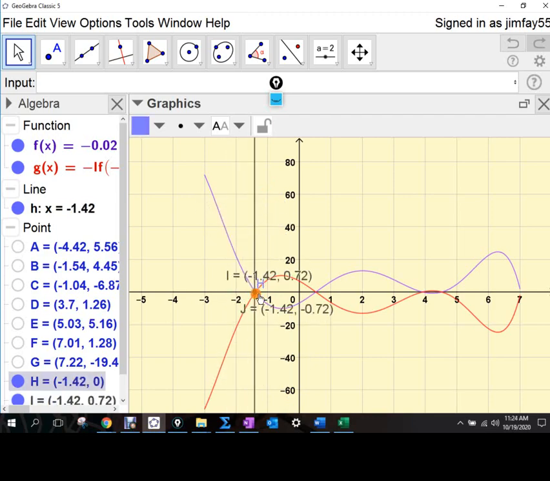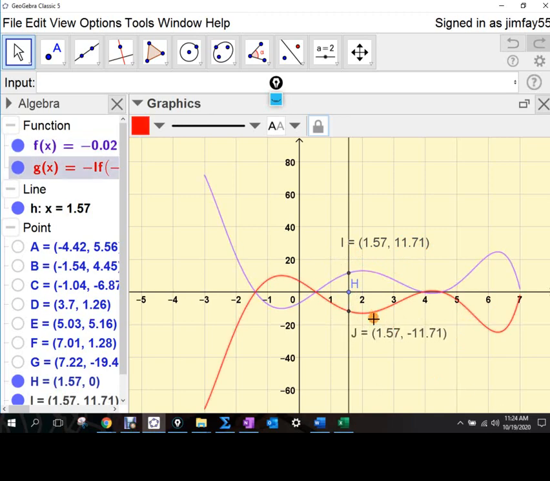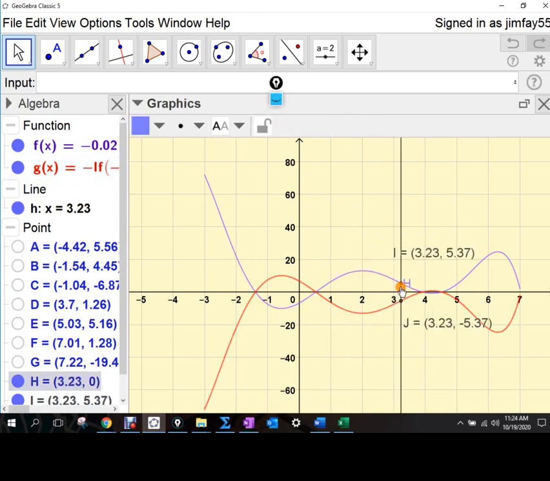As I move that through, let's go find another random x value. There's a random x value of 1.57. On the purple graph, we get a y value of 11.71. On the red graph, it's still the same x of 1.57, but the y coordinate now is just the opposite of what it was up here. Does that make sense? Okay, and every point on there is the same.